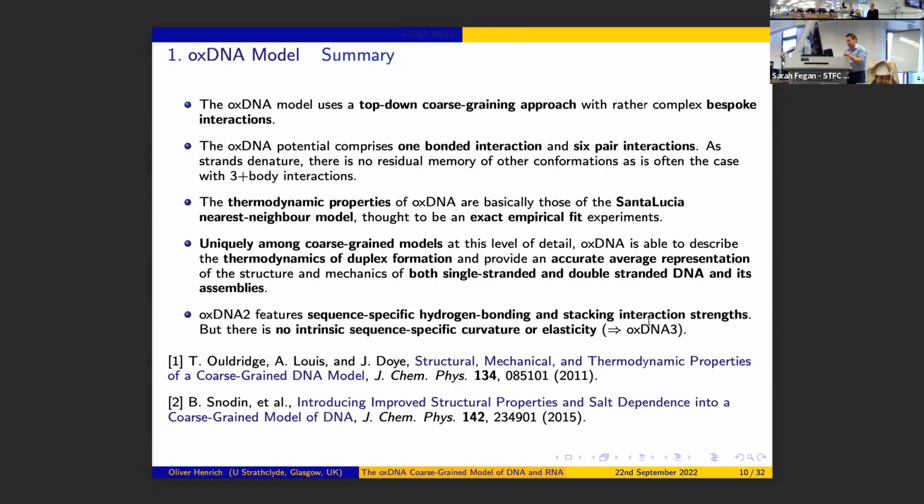So this is also something that oxDNA 2 has, but what is currently completely missing is sequence-specific curvature. So DNA has an intrinsic curvature, and there are very famous examples.